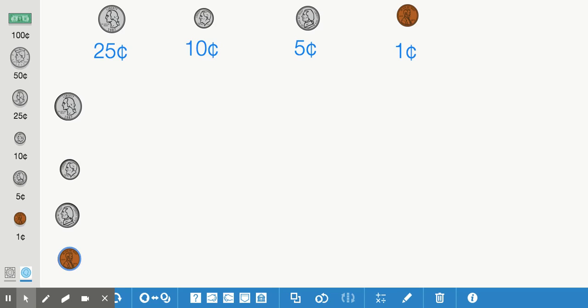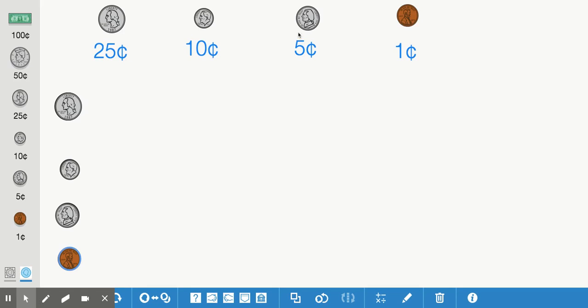Now, this may be difficult at first for some students because they may just be looking at the relative size of the coins, and they might be looking at the dime being the smallest in size, and at first not understanding that the dime is actually worth more than the nickel or worth more than the penny.